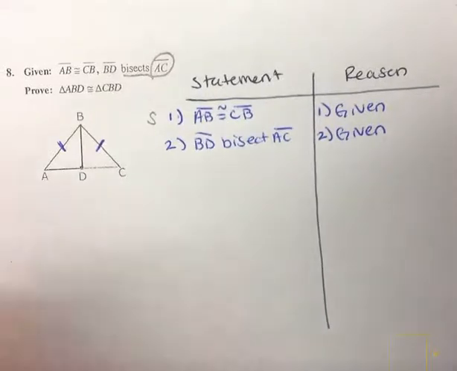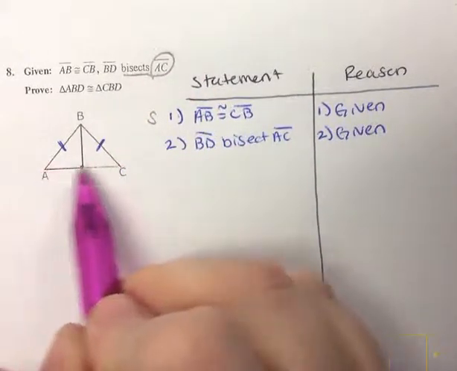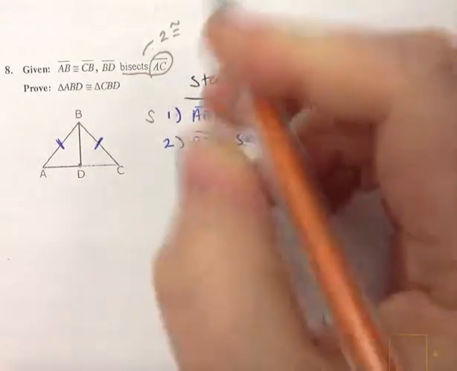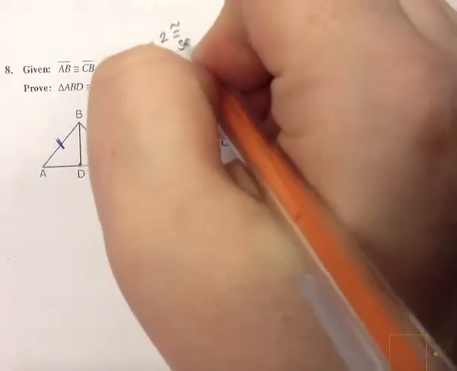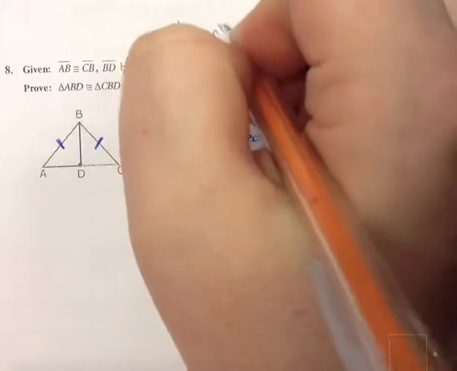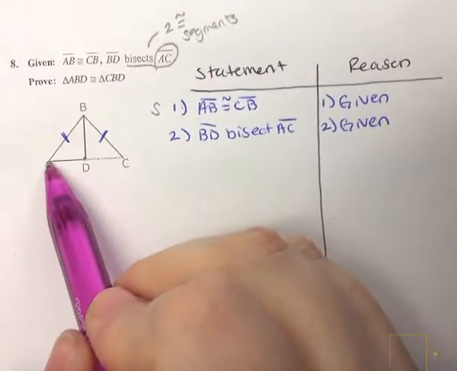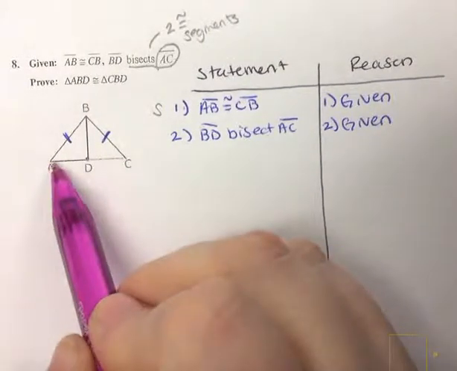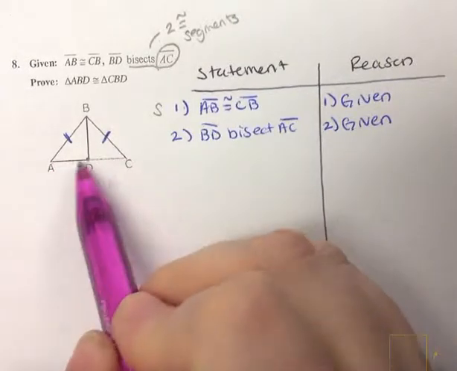So now I want to focus specifically on AC, from A to C. A to C is being bisected. That means I'm going to have 2 congruent segments, since this is a segment. That's what that tells us. Focusing on A to C, we break it up into 2 smaller segments. So we have A to D and C to D.